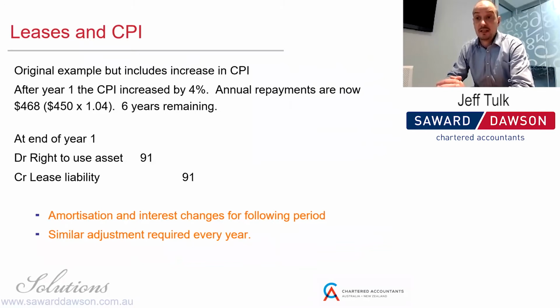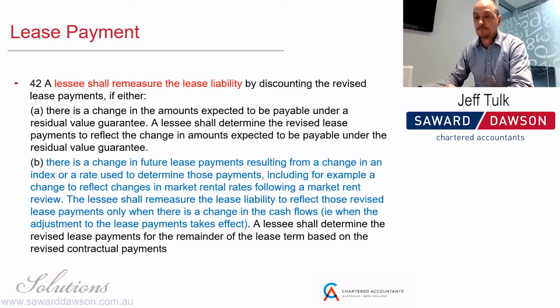So if you have a lease with a CPI adjustment, your amortization and your interest expense are going to change for the following period and each period where that adjustment is made. And you need to do a similar adjustment every year to recalculate your liability and your right-of-use asset. So this becomes a rather onerous obligation if you have a significant number of leases, or even for an individual lease where you have to go back and do that recalculation. This is the accounting standard extract, which explains what a lease payment is and when you should remeasure that lease payment in relation to an index or rate.